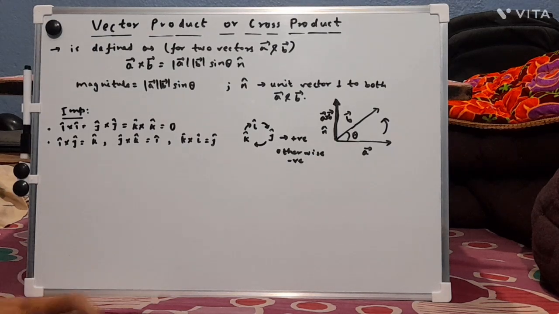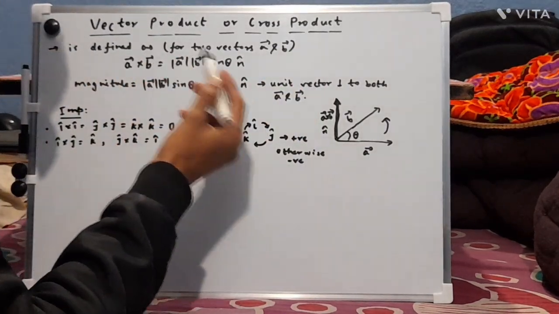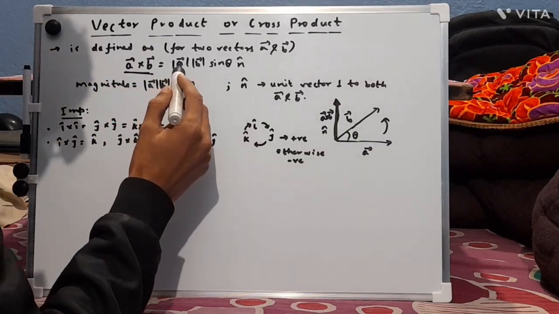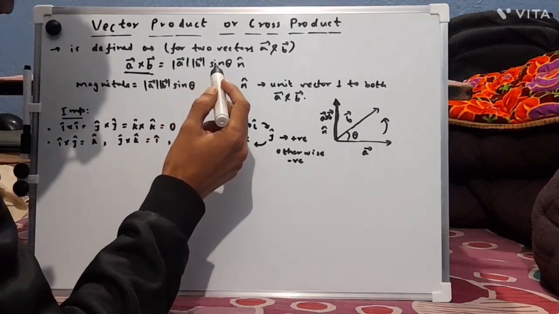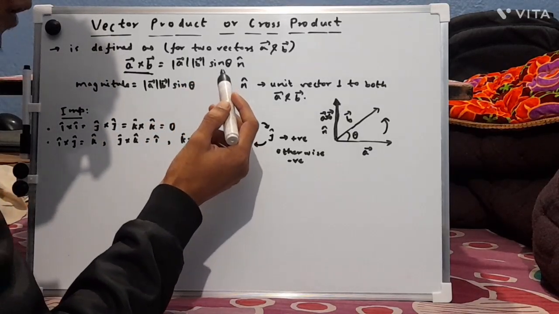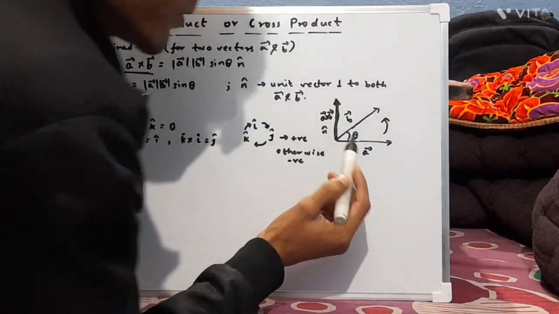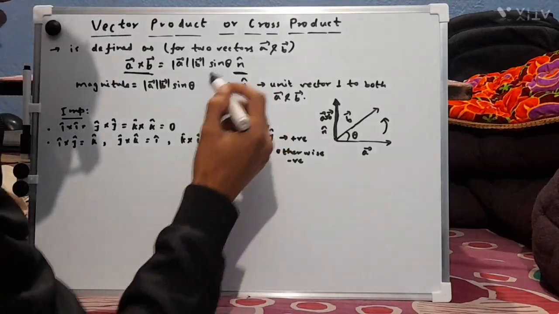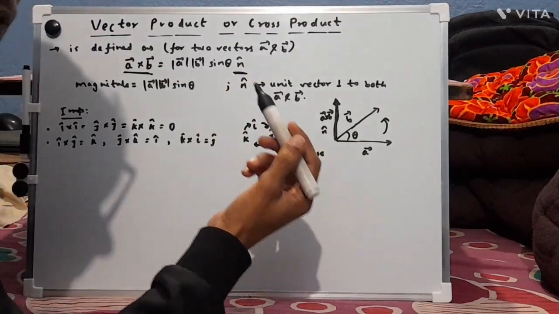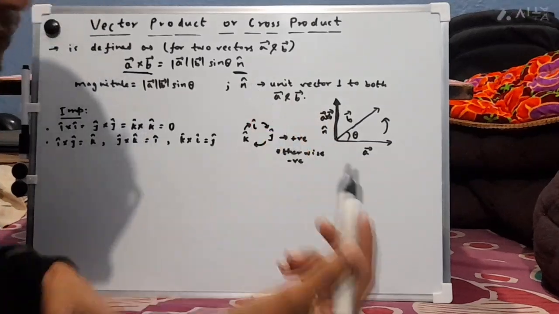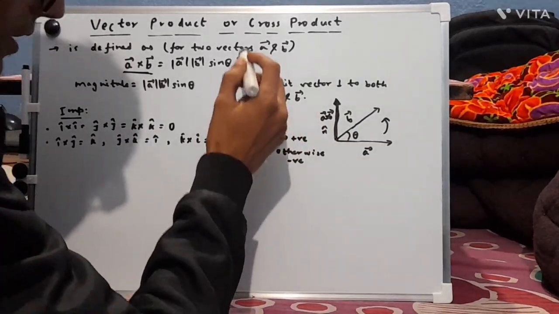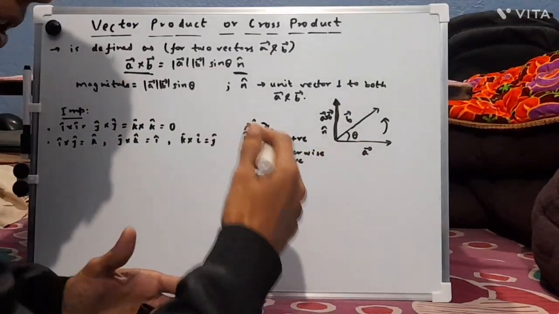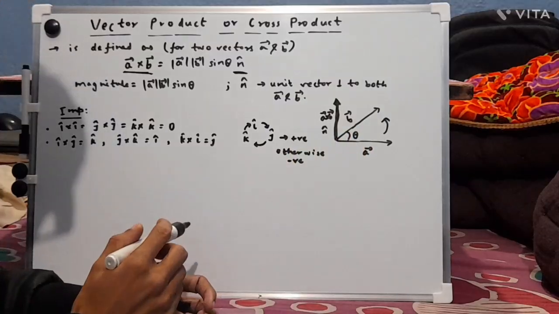So here it is. Vector product or cross product is defined, for two vectors A and B, as A cross B equals magnitude of vector A, magnitude of vector B, and sine theta, which is the sine of angle theta, the angle between these two vectors A and B. And what is this n cap? Here n cap is the direction of unit vector. That means the unit vector is indeed the direction. So n cap is the unit vector which is perpendicular to both of the vectors A and B, that is, perpendicular to the plane of vectors A and B.